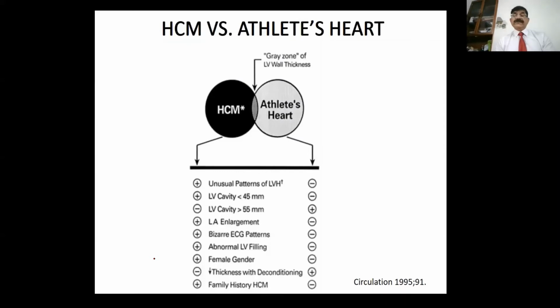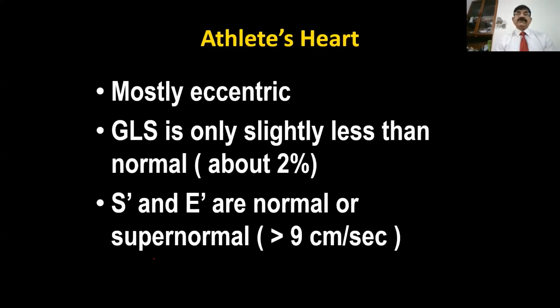Reduction in wall thickness with deconditioning is common in athlete's heart, and family history of hypertrophic cardiomyopathy helps you in differentiating the two. A lot of work has been done. Athlete's heart mostly has eccentric hypertrophy. GLS is only slightly reduced compared to normal. Remember, GLS is reduced in athlete's heart, but not as much as in hypertrophic cardiomyopathy.